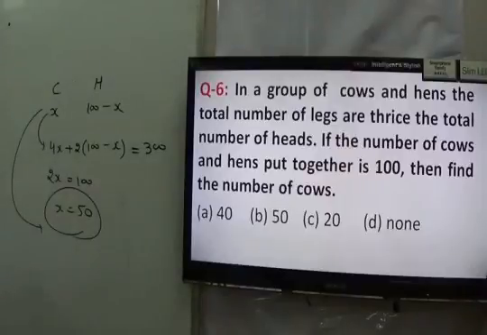Any question in which you have to deal with the heads and legs, it's better to form the equation. One equation has to be in the form of the heads and the second equation is to be in the form of the legs. After that, we can easily get our answer.